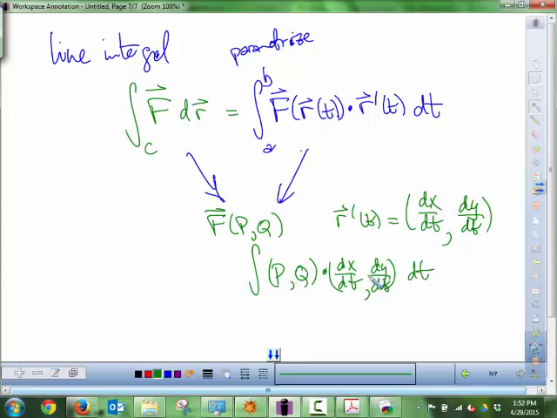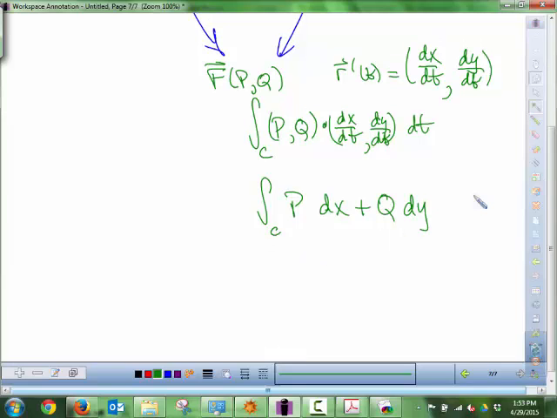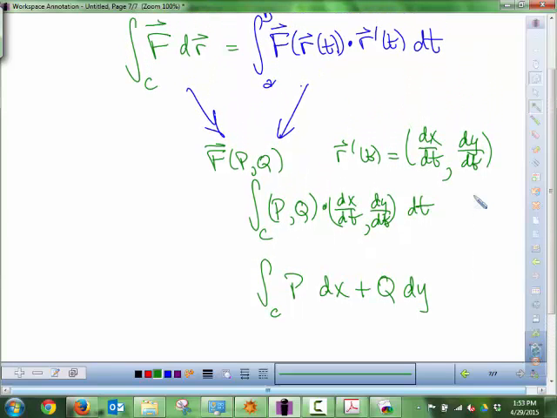And then when you perform this dot product, you can imagine the dx dt times dt undoing each other, so you just have dx, and then you'll have a Q, and the dy dt times dt would be just a dy. And so now you have another form of this line integral. Instead of a line integral looking like this, you have the line integral that looks like this, where each of these functions are really just pieces of a vector field, the components of a vector field.